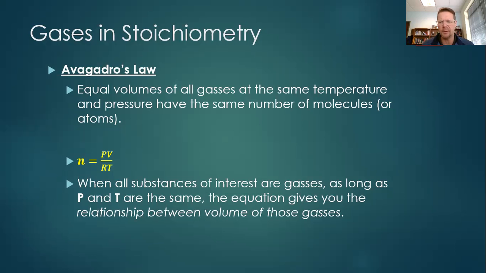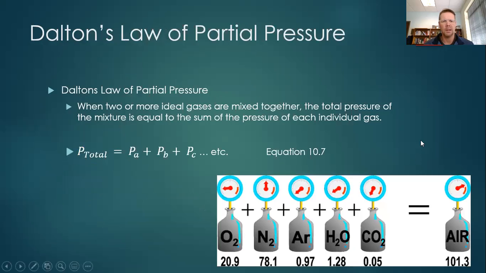So when all substances of interest are gases, as long as pressure and temperature are the same, the equation gives you the relationship between the volume of those gases. And so what are we talking about there? Dalton's law of partial pressure.